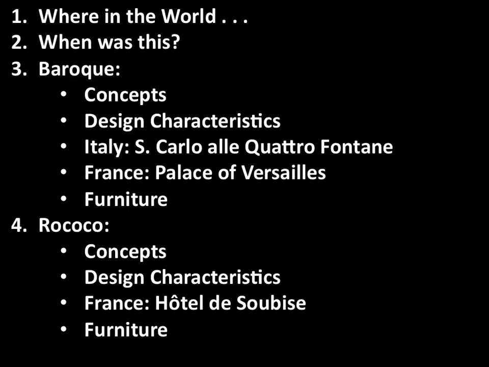First, where we are and when we are, and then I'm going to break down Baroque and Rococo very similarly. We're going to look at the concepts and how those concepts are expressed in the designs themselves. And then for Baroque, we're going to look at several buildings, one in France, one in Italy, that are iconic Baroque pieces, as well as some Baroque furniture. And then the same thing for Rococo. Once we get concepts and characteristics out of the way, we're going to take a close look at an iconic building in France and then some furniture.